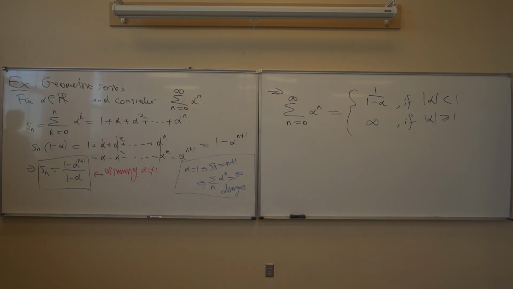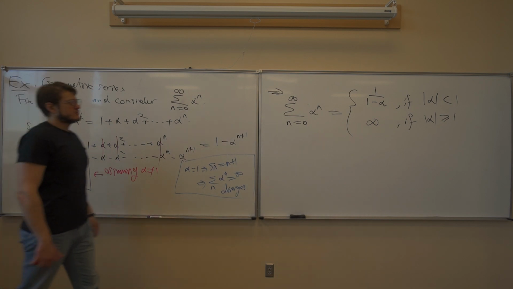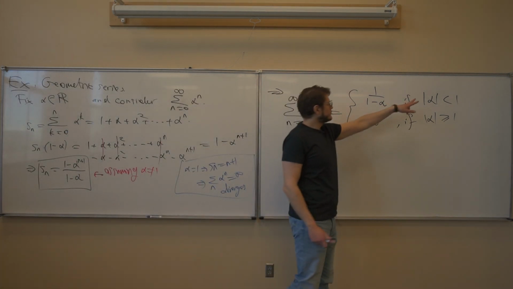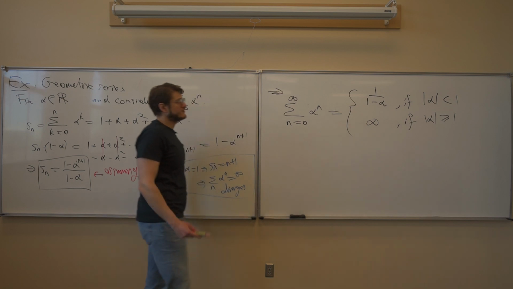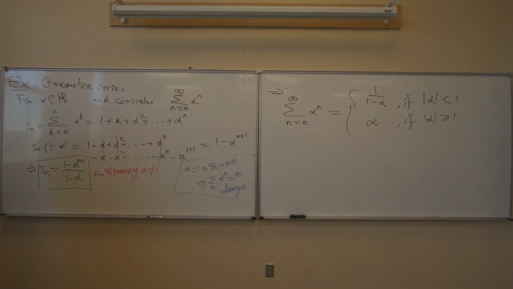This is the quintessential example where things kind of work, kind of don't work, but at least for some alpha values, this series converges to a very nice rational function.